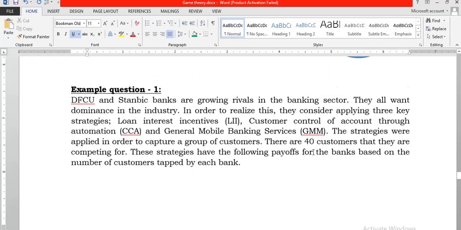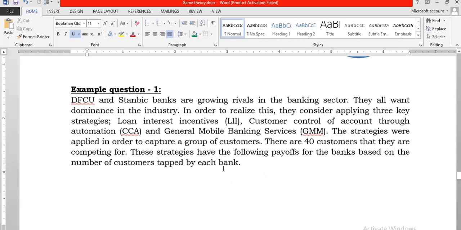We are told that DFCU and Standard banks are growing rivals in the banking sector. They all want dominance in the industry. In order to realize this, they consider applying 3 key strategies: loan interest incentives, customer control of account through automation, that is CCA, and general mobile banking services, GMM. The strategies were applied in order to capture a group of customers. There are 40 customers that they are competing for. These strategies have the following payoffs for the banks based on the number of customers tapped by each bank.